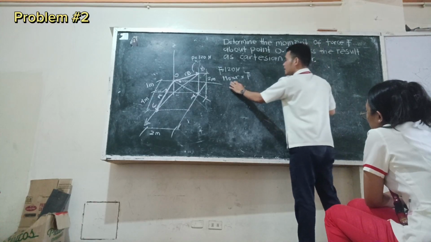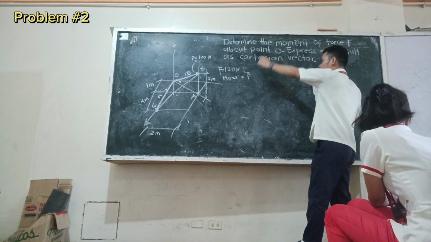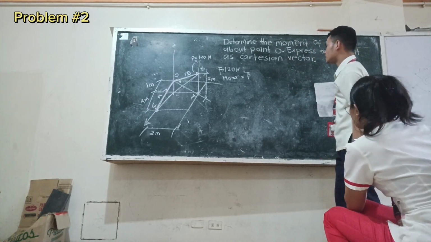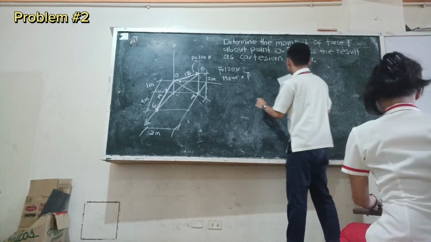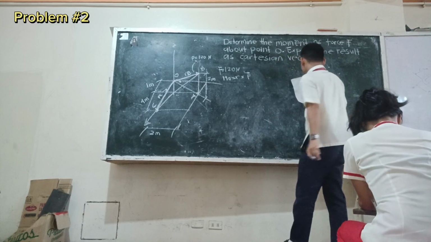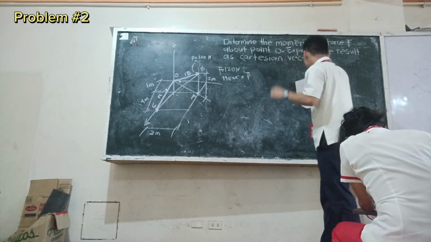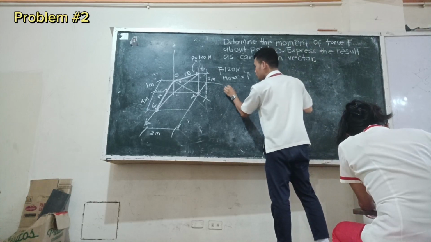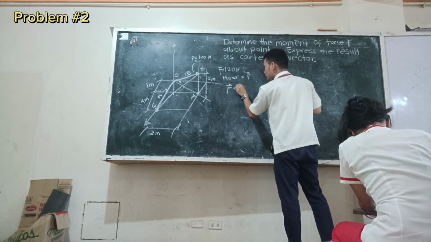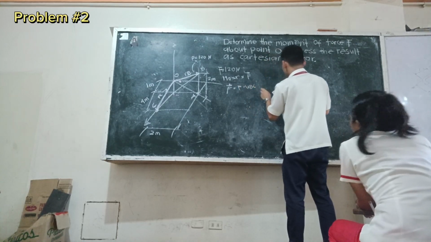The moment about O is equal to the cross product of r times F, where r is the position vector directed from O to any point. First of all, let's deal with the force F. The force F is presented as a Cartesian vector, which is equal to F times the unit vector BC.